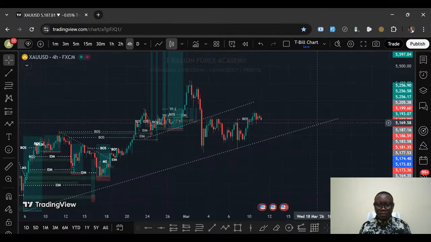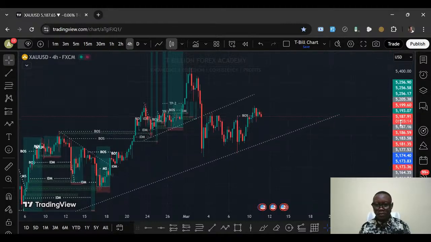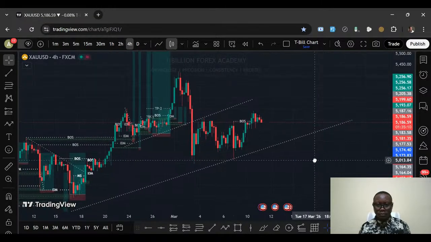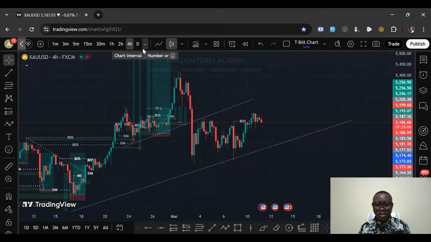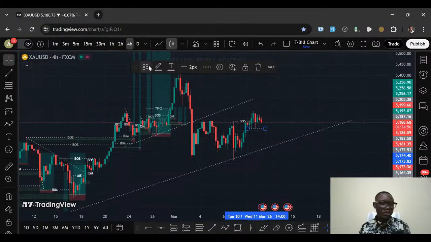So let's move on. Okay, so we have this BOS, this break of structure on the 4H time frame, and on the 4H time frame, we have this inducement. So this is our inducement on the 4H time frame. This is our IDM.